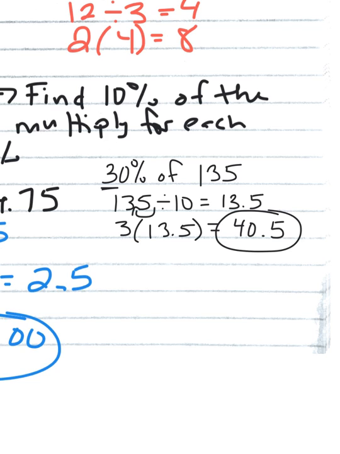So either method is totally fine to work. Kind of depends on the situation. The 10% method is really nice because all it is, is moving those decimal points around. But the fraction method works really well too, especially if you have weird numbers that you're working with.